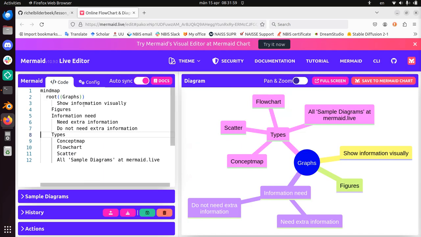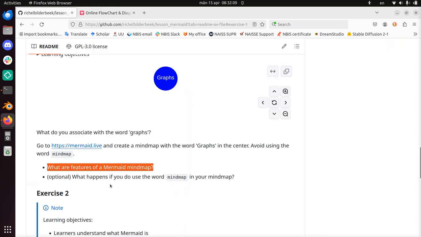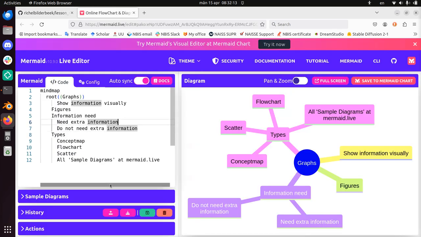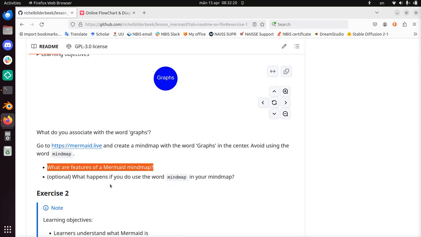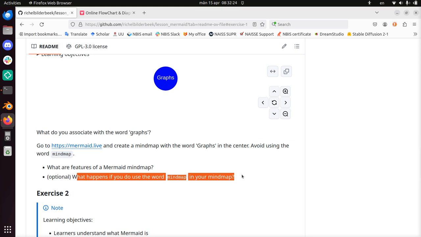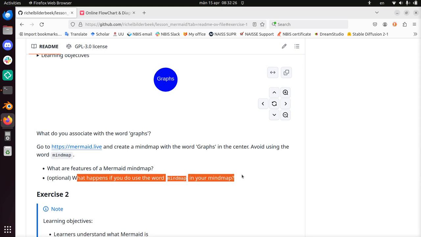It's very natural how this structure works. It is a tree-like structure. A mind map is a tree-like structure. Your text follows a tree-like structure. Square braces don't work. The curly braces, how do you call these? Don't work. Maybe round braces don't work. So there are some things that don't work. And if you use the word mind map in your mind map, then it will give an error.